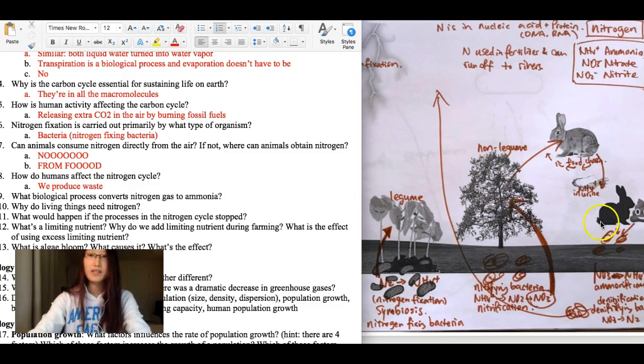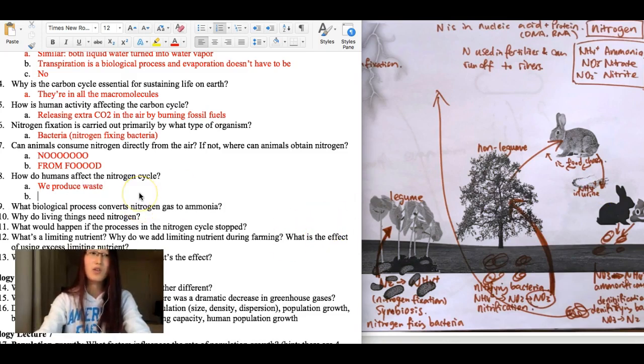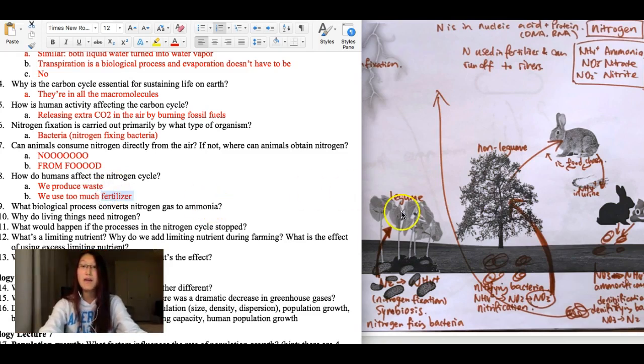Right? When we produce waste, the nitrogen goes into the waste. But also, we use too much fertilizer. If you think about a fertilizer, the fertilizer has nitrogen because a lot of the times the soil doesn't have enough nitrogen, or you don't have enough of these nitrogen fixing bacteria to produce nitrogen for your plants. And if your plants do not get enough nitrogen, they cannot live. You can't get enough plants if you were to be a farmer.